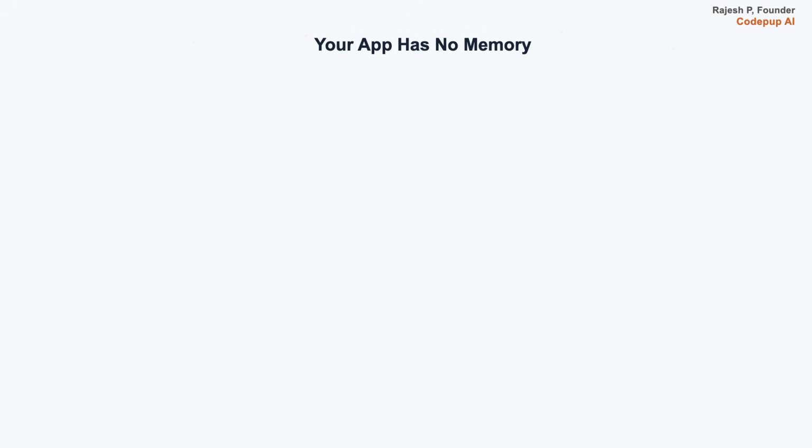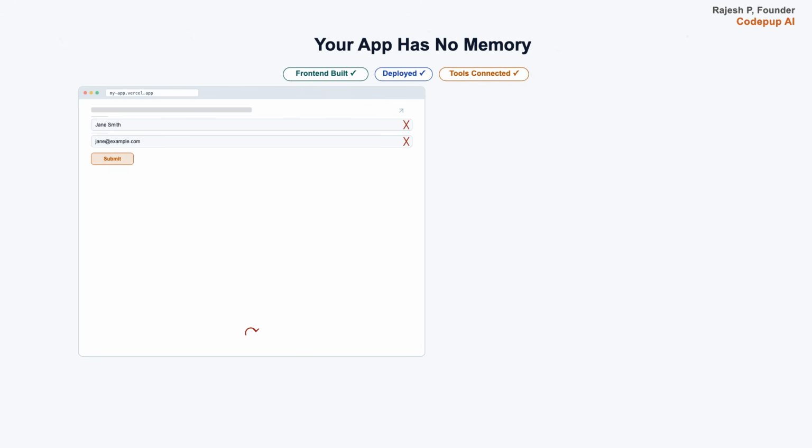You've built a front-end app, deployed it to the internet, and connected your tools. It looks like a real product. But try this. Fill out a form on your app, hit refresh, and the data is gone. Sign out and come back, and it doesn't remember you. Right now, your app is a beautiful shell with no memory.